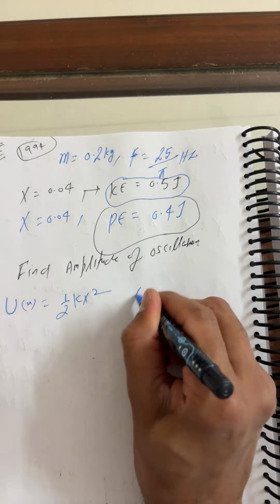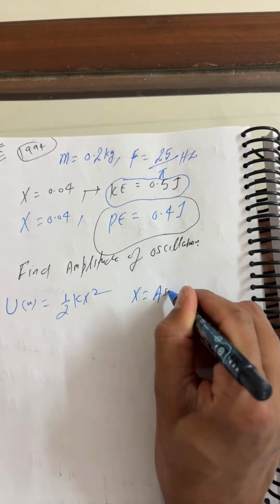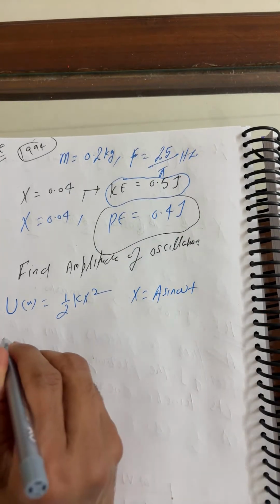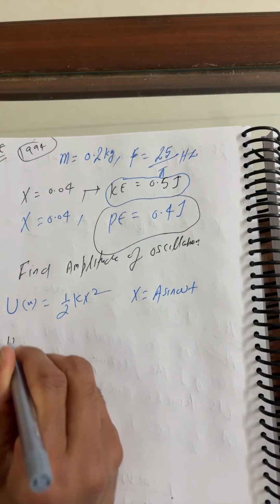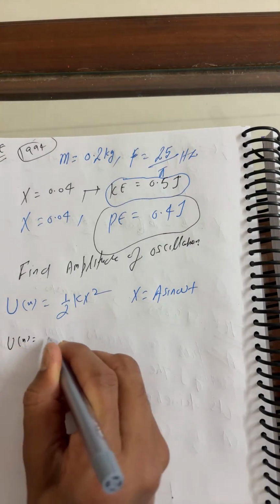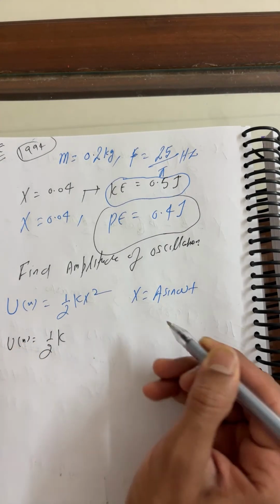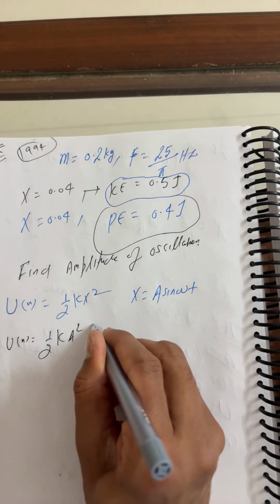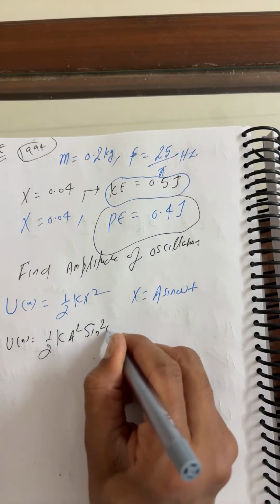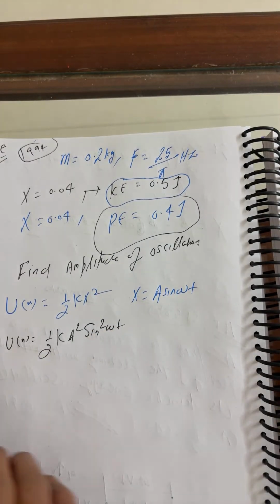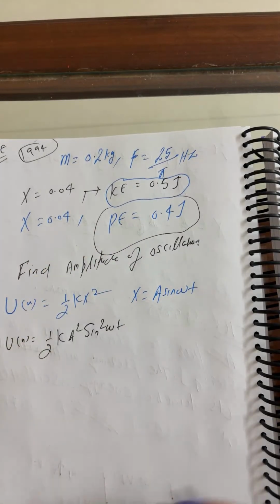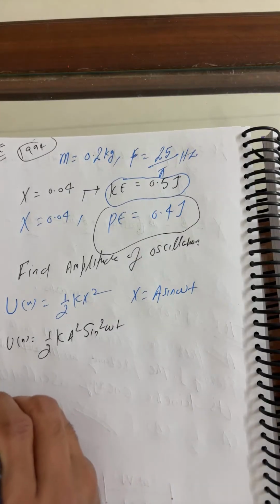Beta, you know the equation of SHM: x equals A sine omega t, right, my dear? So you can rewrite the equation: U as a function of x is half k A square into sine square omega t. So the potential energy mentioned here for this condition is 0.4 joule. I'll do it here.